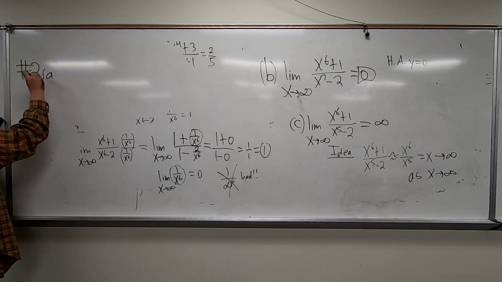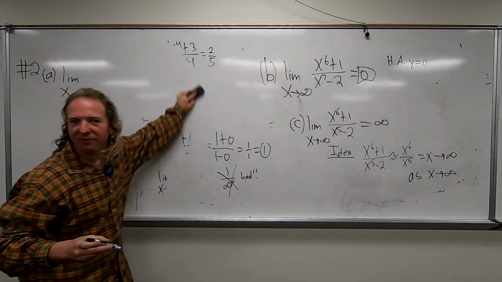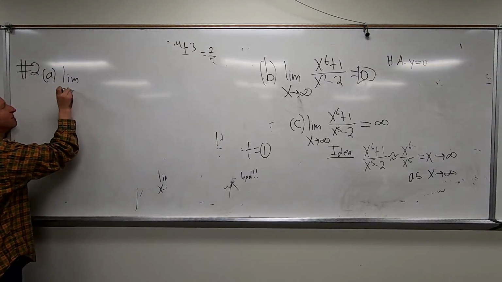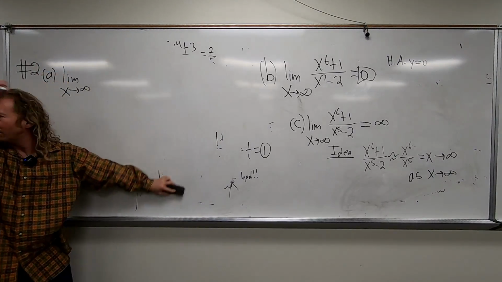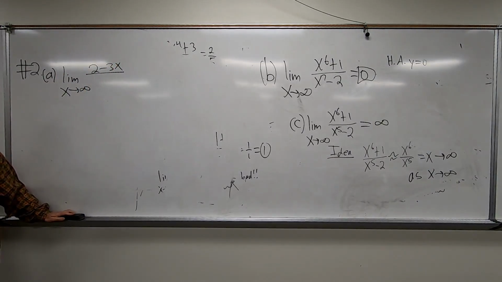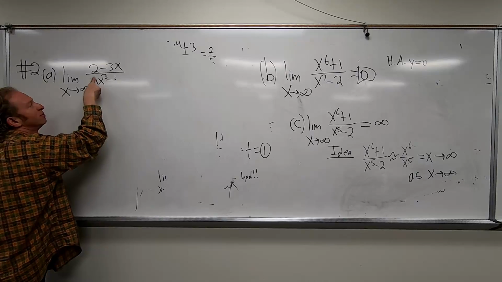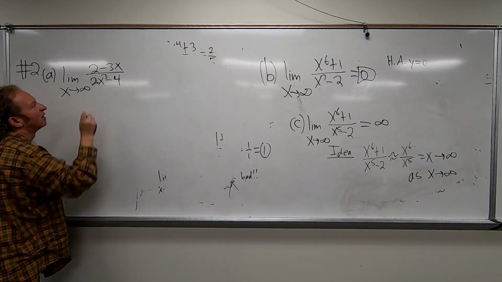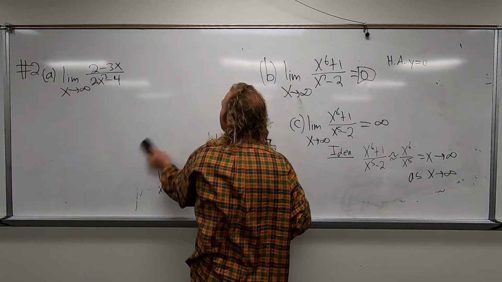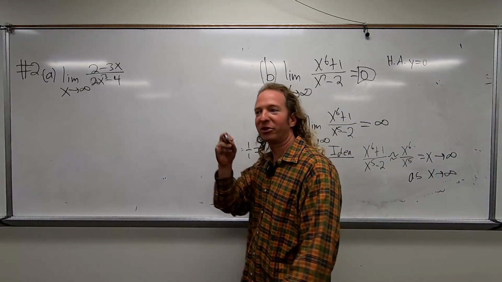So it's 3 parts again. A, limit x to, is it to infinity in this case? Yes. Can someone read me the top? 2 minus 3x, and then 3x cubed minus 4? Thank you. 2x cubed minus 4? Like this? Okay.